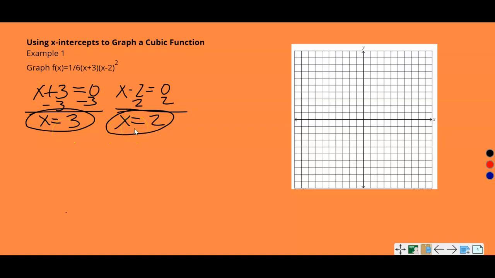So the first thing we're going to do is graph those 2 points. Well, sorry, this is negative 3. I subtracted 3 from both sides and I forgot my negative. So 0 minus 3 is negative 3. So I've got negative 3 and 2. So if I come over here and I count to the left, 1, 2, 3, that's going to be negative 3. And I count to the right, 2, and that is 2.